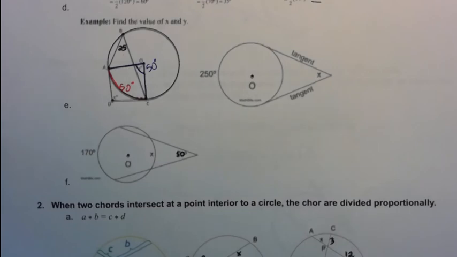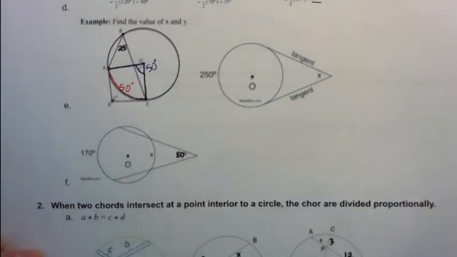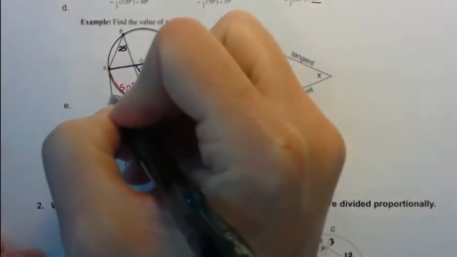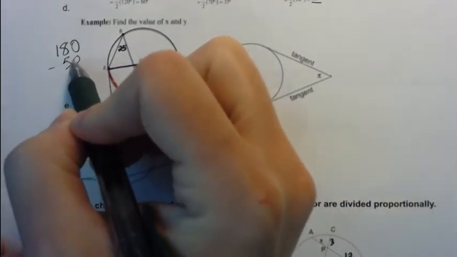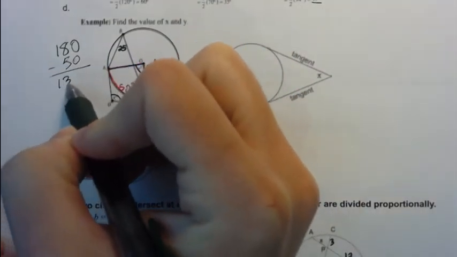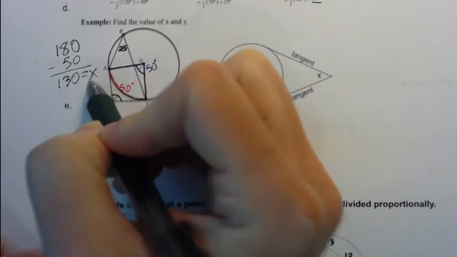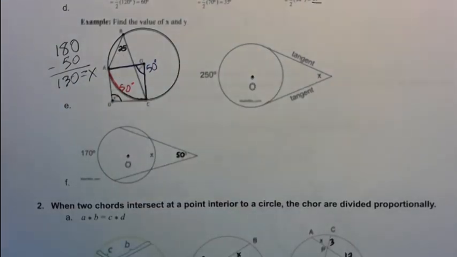And now, since we know angle Y, that means angle X is going to be supplementary to that. So I would have to do 180 minus 50 and get 130 degrees for x. And that finishes that example up.